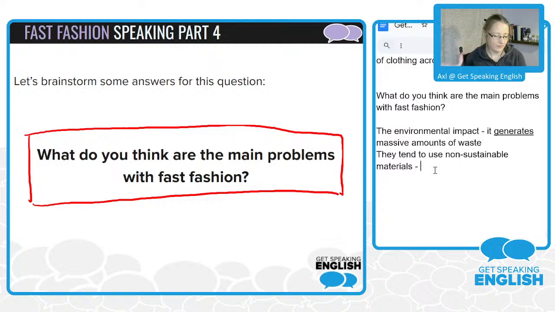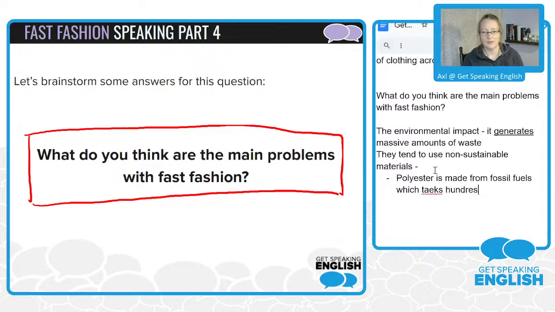For example, one really common thing to use is maybe lycra or polyester. I mean, there's a whole bunch of fabric with almost like plastic woven into it, right? But polyester, for example, is made from fossil fuels. It's kind of like an oil byproduct, which takes hundreds of years to break down, right?